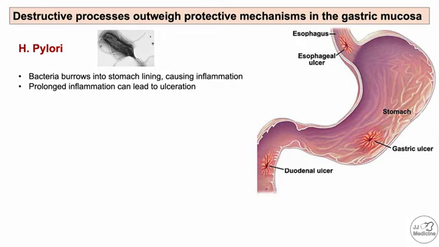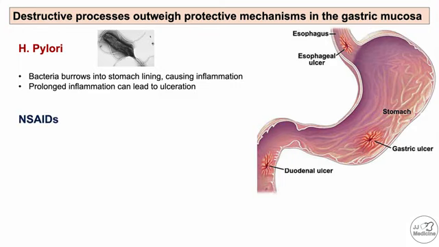You can think of this prolonged inflammation as a balance. The prolonged inflammation is increased destructive processes, and the protective mechanisms cannot compensate. So we're going to have more destructive processes than protective mechanisms. That's why we're going to see ulcerations occur.